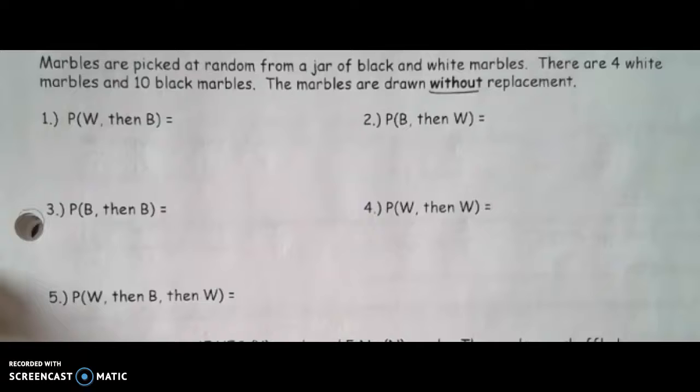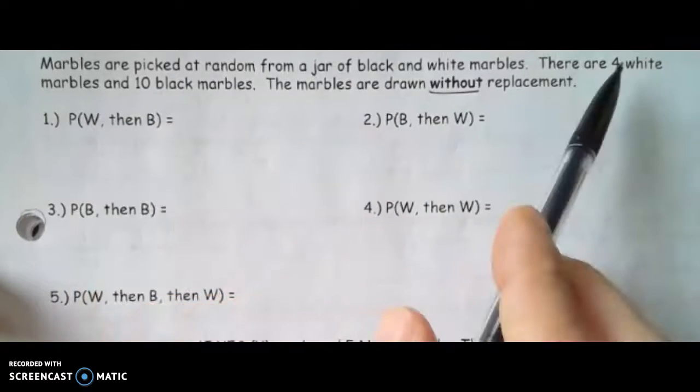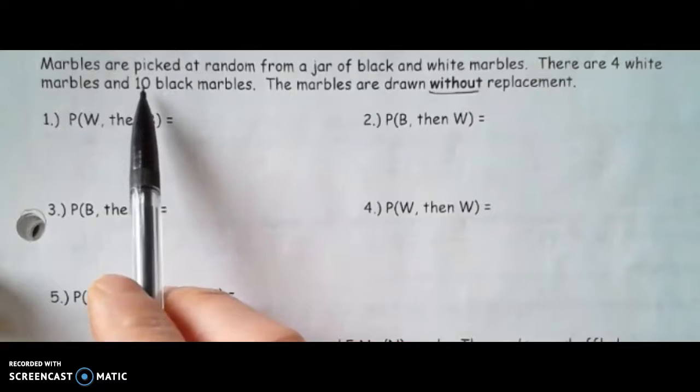With the next set of problems, marbles are picked at random from a jar of black and white marbles. There are 4 white marbles and 10 black marbles. The marbles are drawn without replacement, so this is going to be a dependent event. So in the first example, I want a white marble and then a black marble. So I know that there are 4 white and 10 black. That's a total of 14 marbles.